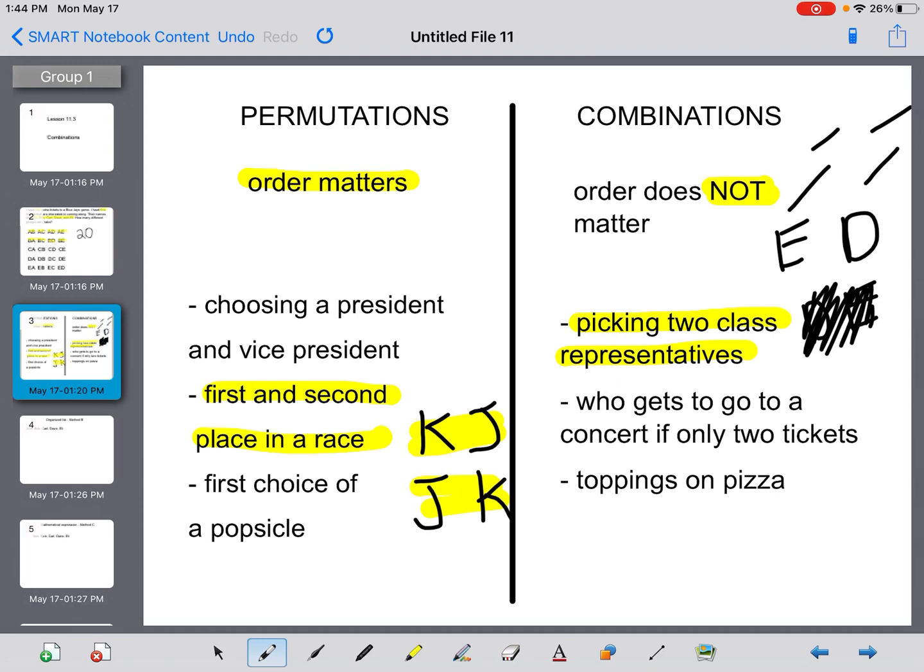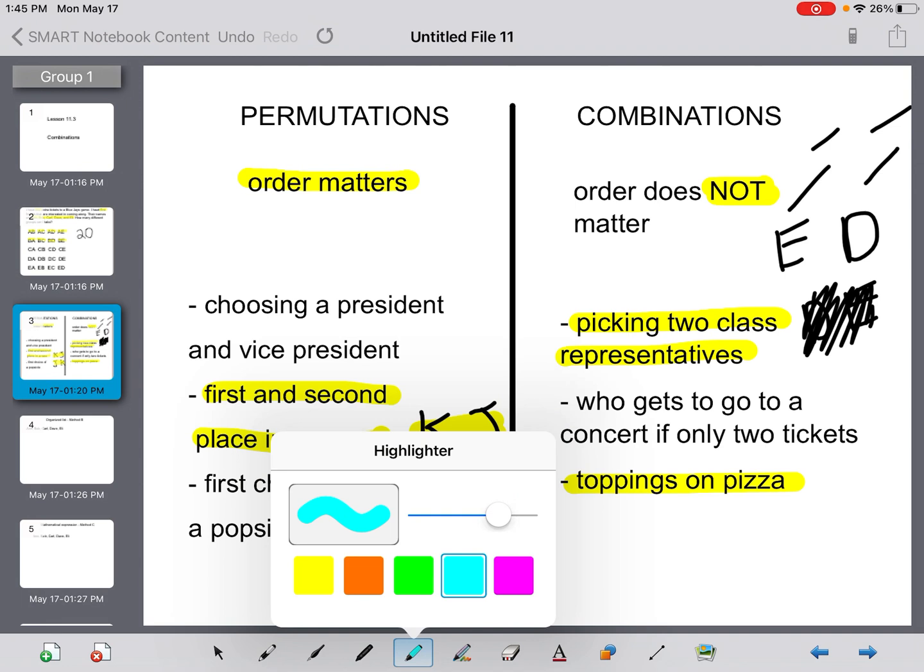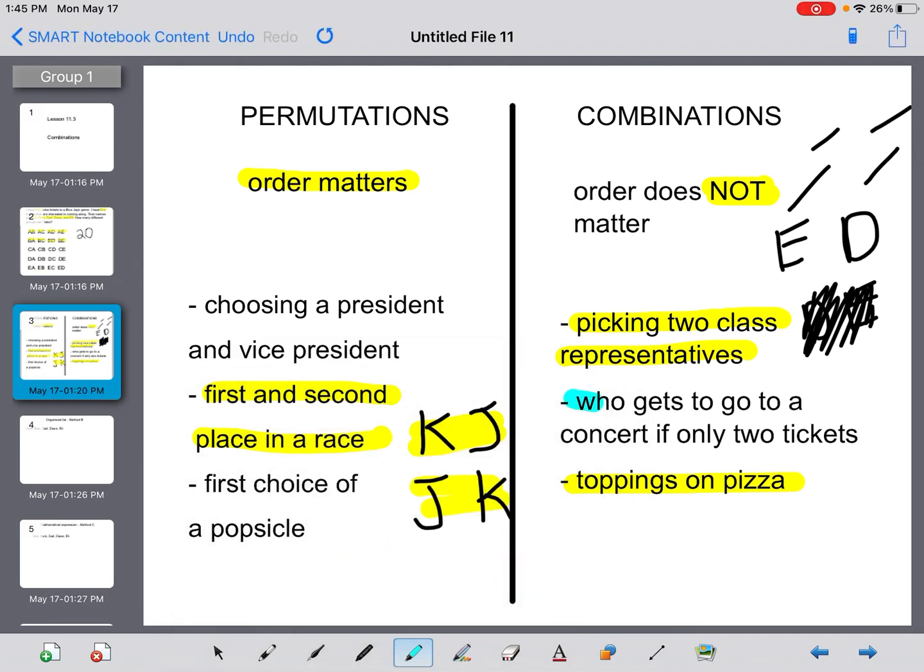Or if I'm talking about toppings on a pizza, if I were to put ham and mushroom and pineapple on my pizza, that's no different than if I put pineapple and then mushroom and then ham. It's not a different grouping because the order doesn't matter. I still end up with the same kind of pizza. Then I have here this example of a combination.